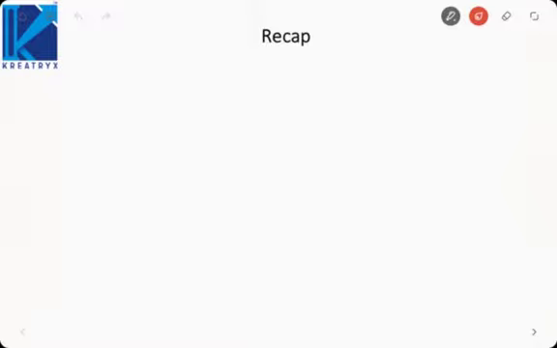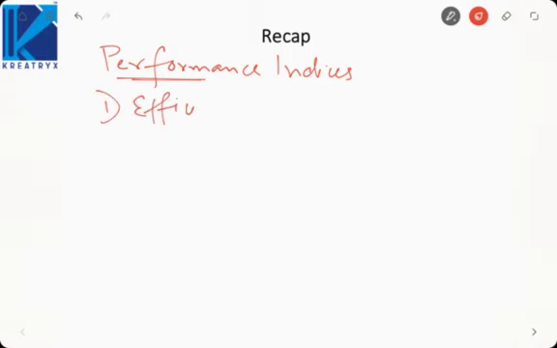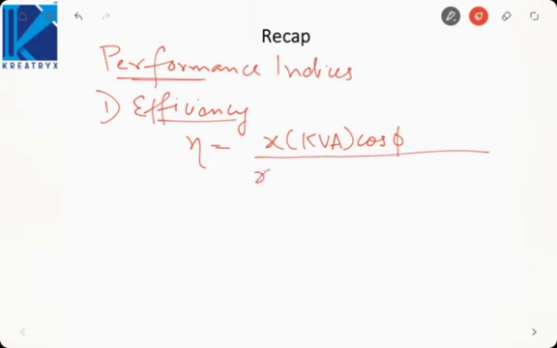Hi guys, in the last lecture we studied the performance indices of a transformer. Performance indices were the parameters that we study to judge the performance of a transformer. The first performance index was the efficiency. We determined efficiency as X into kVA cos phi divided by X into kVA cos phi plus iron loss plus copper loss, which was equal to X square into copper loss at full load. X was the loading of the transformer.